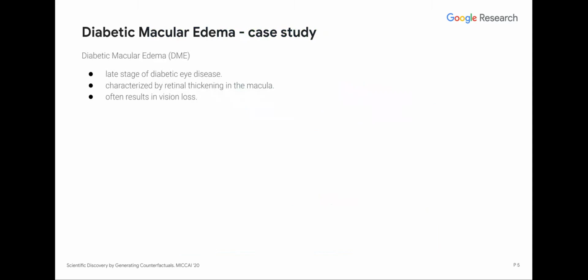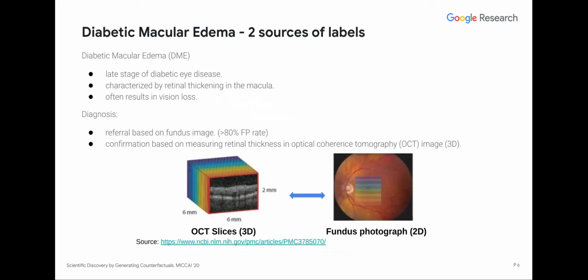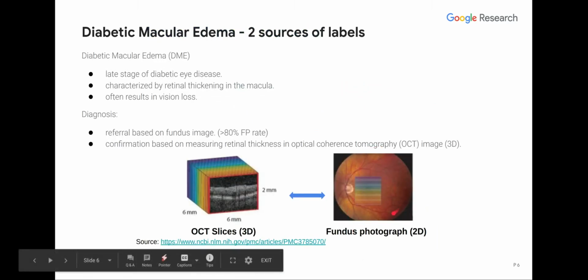In this work, we look at the task of diabetic macular edema, which often results in vision loss and is characterized by retinal thickening in the macula. The diagnosis for DME is based on fundus images, here shown on the right. This has over an 80% false positive rate and is then confirmed using a 3D scan via optical coherence tomography, or OCT, which would be 10 times more expensive. But from the OCT slice, the retinal thickening can be very easily observed.